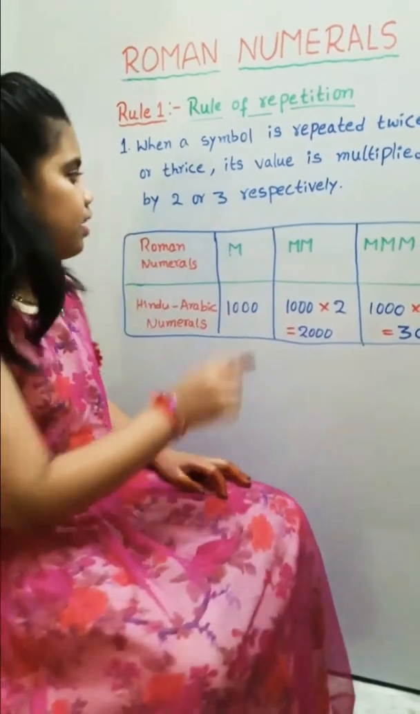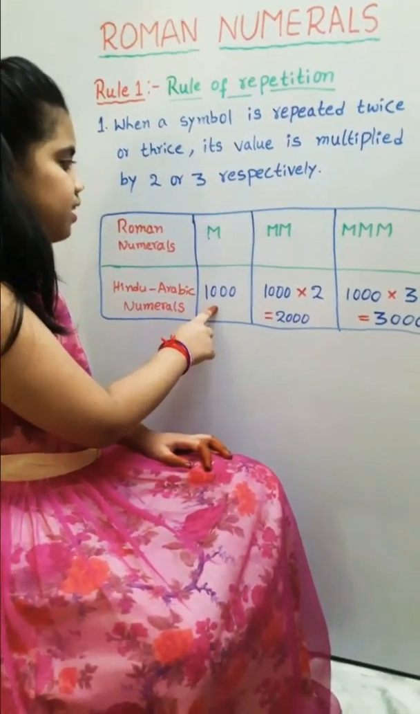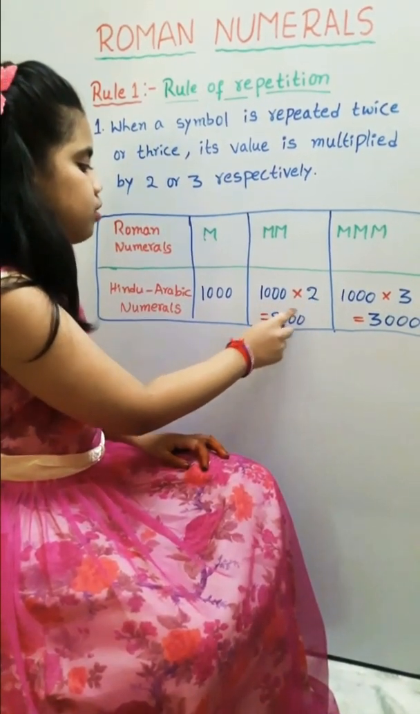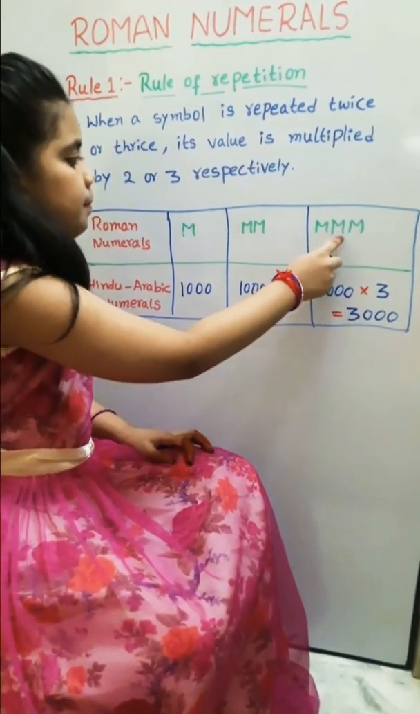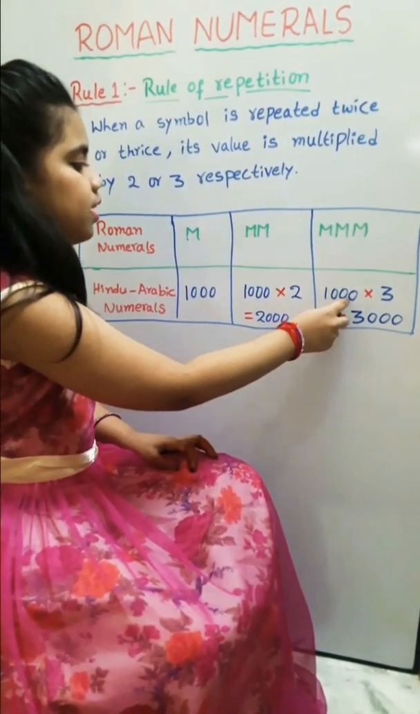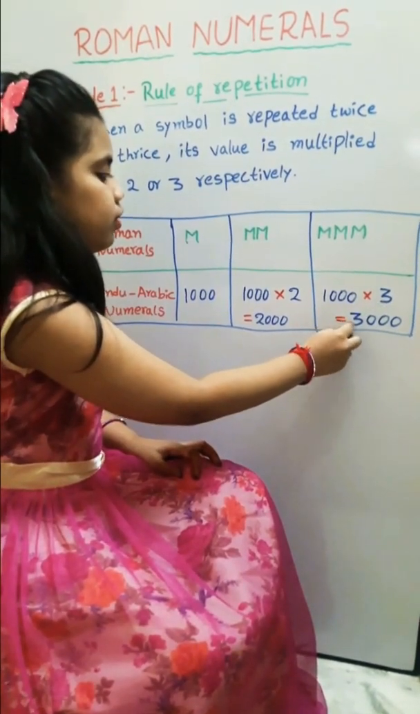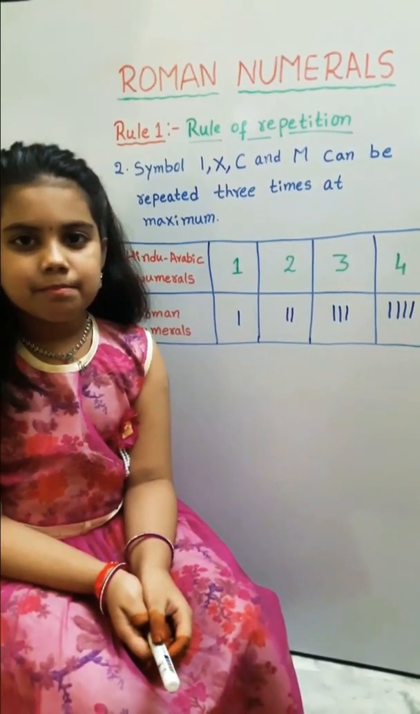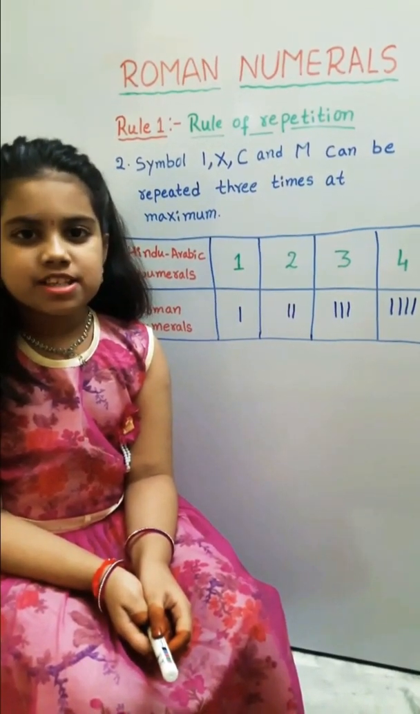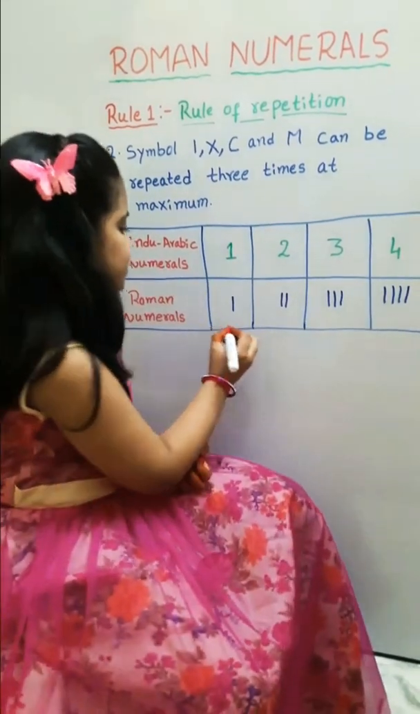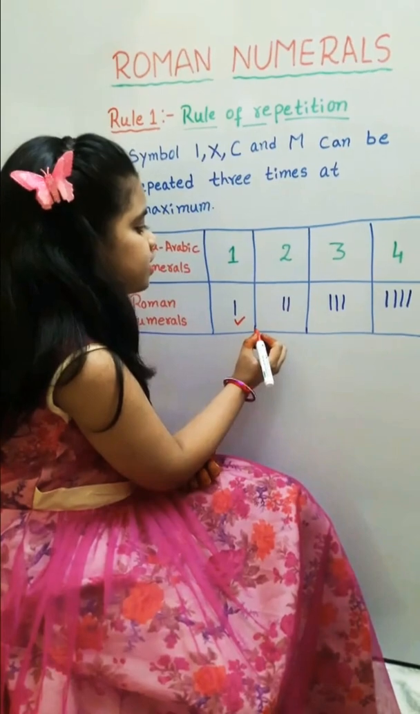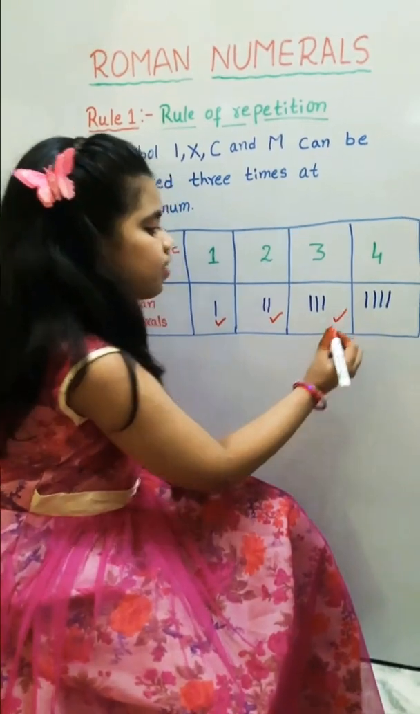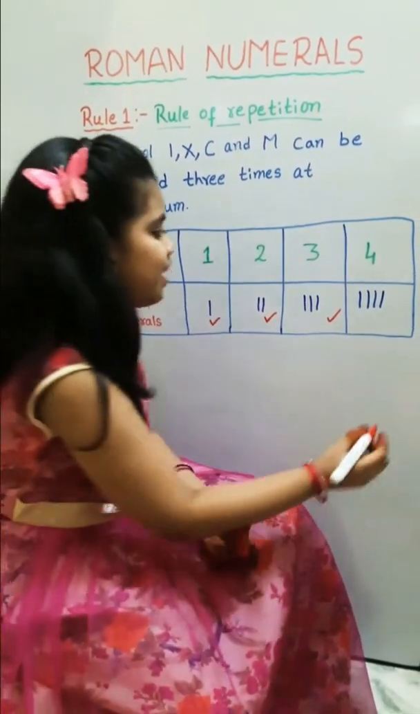For example, M is equal to 1000. MM is equal to 1000 multiplied by 2 is equal to 2000. MMM is equal to 1000 multiplied by 3 is equal to 3000. Second one, symbols I, X, C and M can be repeated 3 times at maximum. For example, 1 is equal to I, 2 is equal to II, 3 is equal to III. We cannot write 4 as IIII.